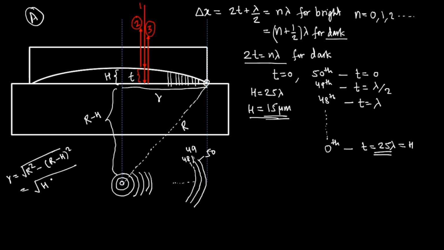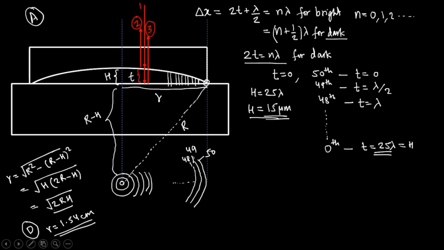h times (2R minus h). Now h is very small as compared to the radius, so we can neglect it and write this as 2Rh. Now R you know, h you know. If you put them in, you get r equal to 1.54 centimeter. Okay, so this is the radius of the 50th dark fringe. So you got option D. A and D are correct.